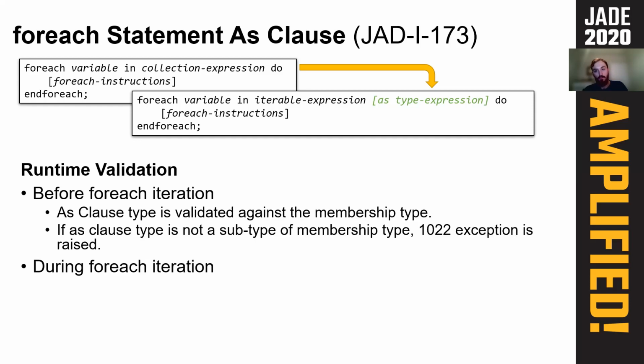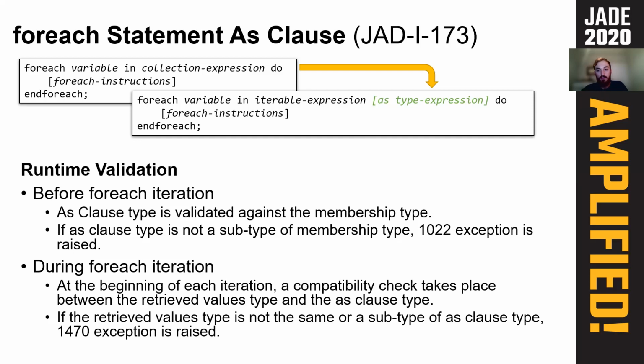So before the for each iteration is started, the as clause type is validated against the iterable object's membership type. If the types are not compatible, we'll raise an exception. But one thing here is if this exception is resumed, the for each statement is skipped completely and execution will begin on the next statement after the for each.